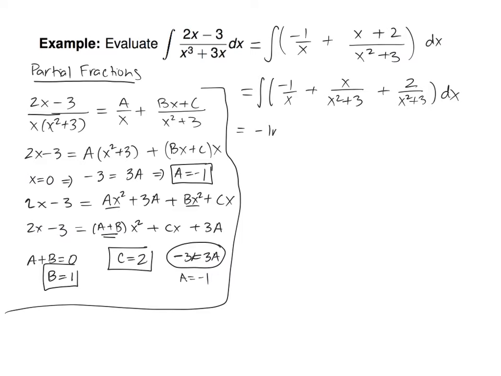So negative ln, absolute value of x. Can you guys do the middle one without actually doing the substitution? Half ln. And do you technically need the absolute value bars there? No. Okay. And this next one, so it's arctan, right? Yes. And it's x over root 3. Very good. And what's the coefficient in front going to be? 2 over 3. Yep. Plus c.